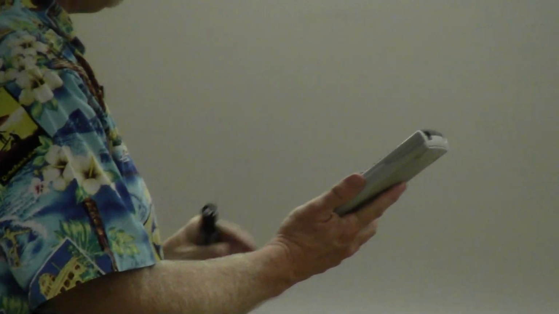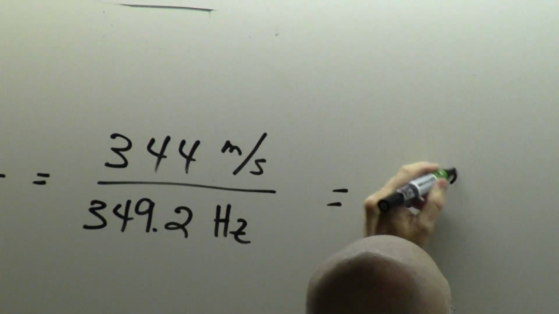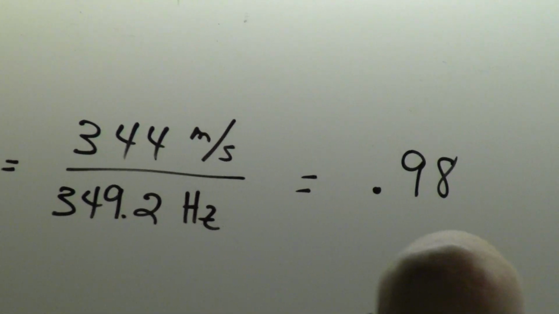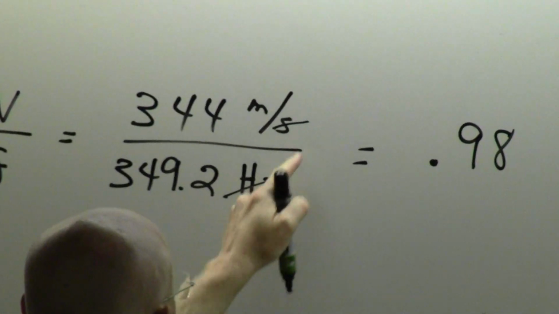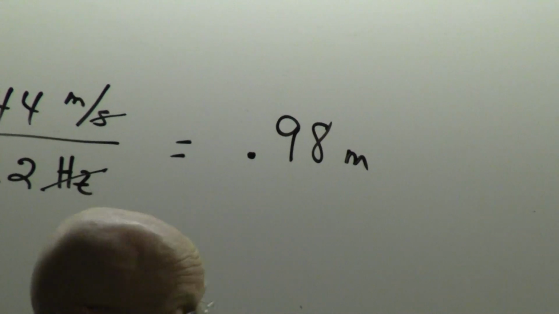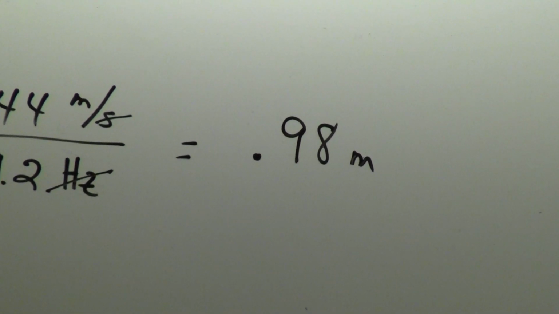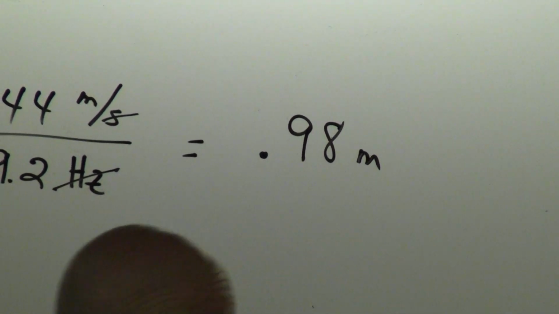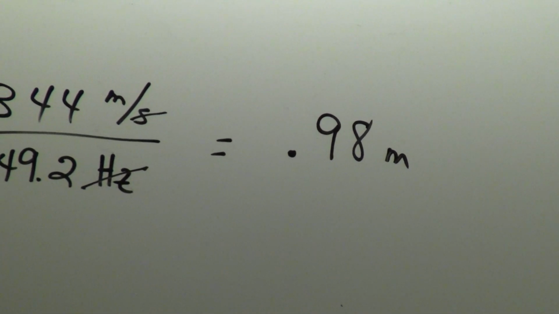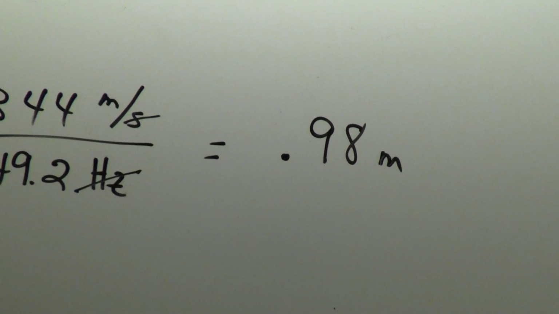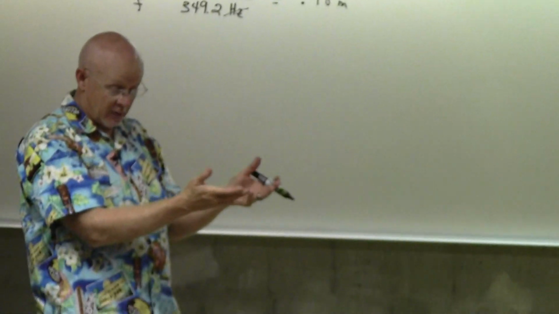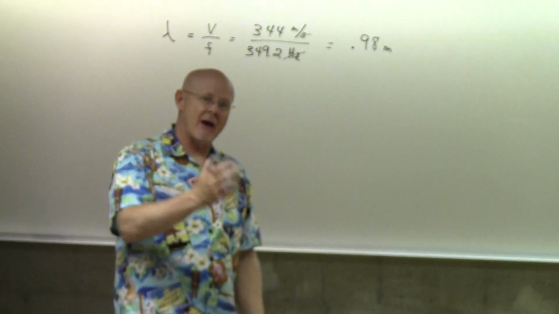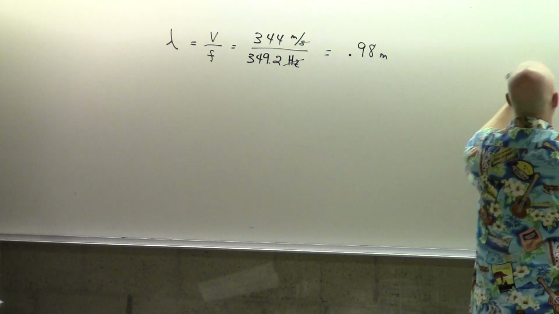So 344 divided by 349.2 comes out to be 0.98. And then the per seconds cancel, that's a hertz, that's a per second, and I'll get meters. Now, why is that relevant? Well, remember, these little pictures I was drawing, let me draw again antinode to antinode. That's the one that was not in the homework. The homework had a node to node for number 25, then it had a node to an antinode for 24. But let me point out then the antinode to antinode. And so I'll draw it again.